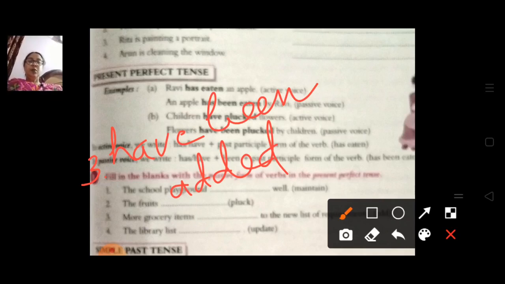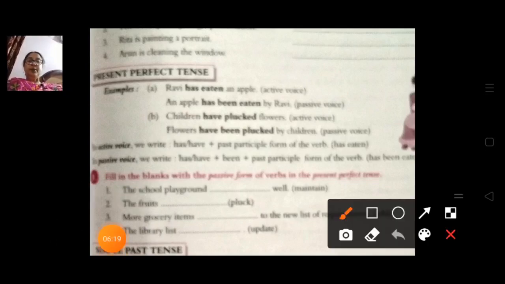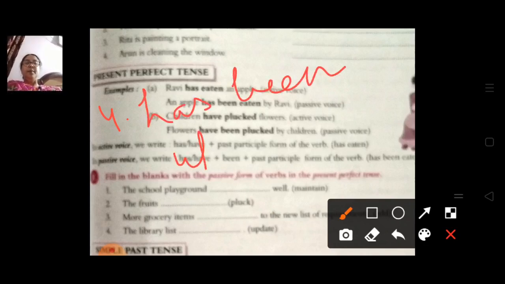Now we are moving to the fourth one. The library list dash, in the bracket it is given update. So the fourth one we are going to do: the library list has been updated. The library list has been updated. So complete it. Fourth number.